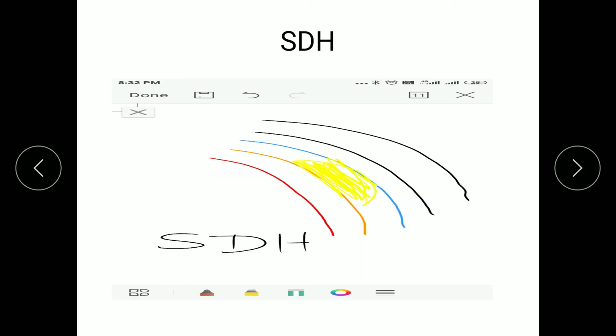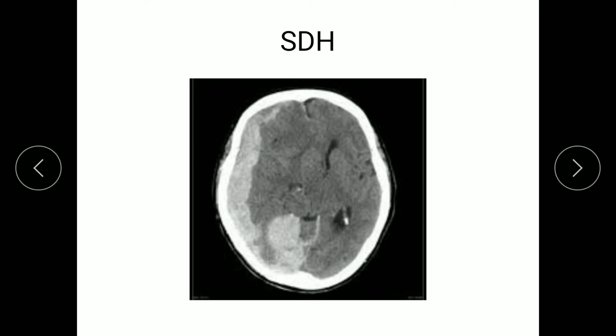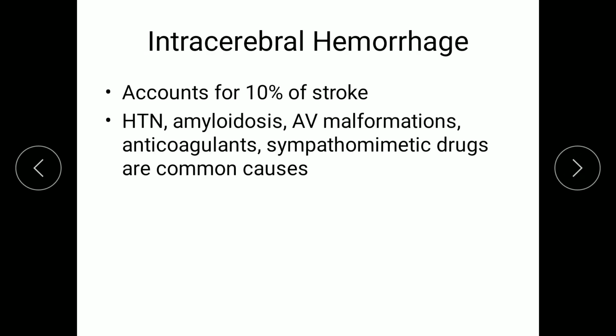Next one is SDH, where the bleed occurs between dura and arachnoid. Here the bleed is from venous source, hence it will not compress your brain to that extent as seen with extradural or epidural hematoma. Here it will be following the convexity of the brain. You can see here it just follows the convexity of the brain, SDH.